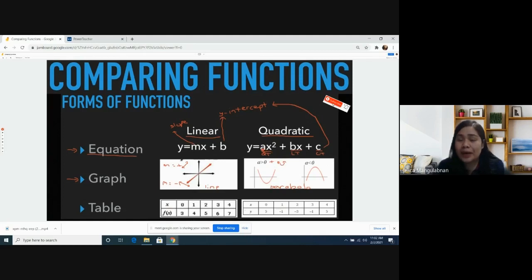If the numerical coefficient of the quadratic term is a negative number, or less than 0, the graph is a frown face or sad face. Take note of that.